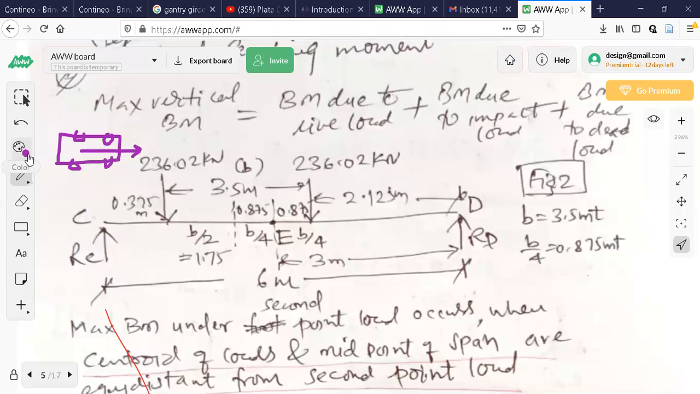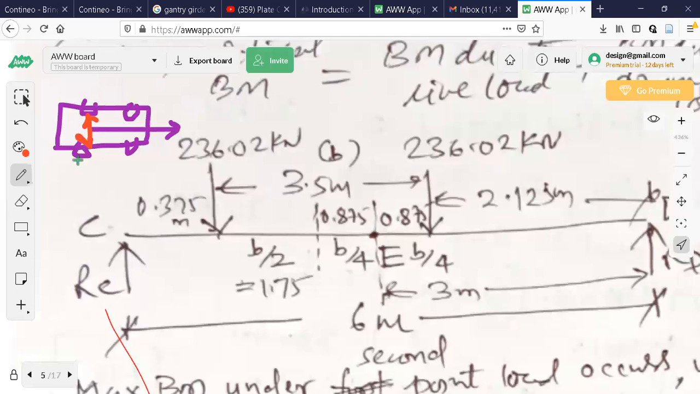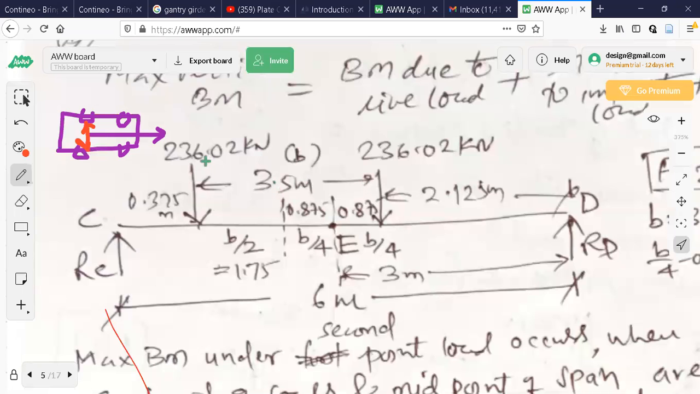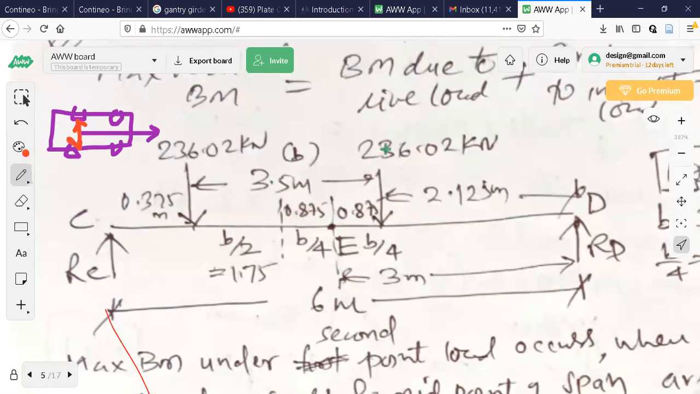So the distance between, I think already it is clear to you. This distance is 3.5. Whatever red color is there now, this distance is 3.5. So 3.5 is given. Reactions are distributed on these two wheels.